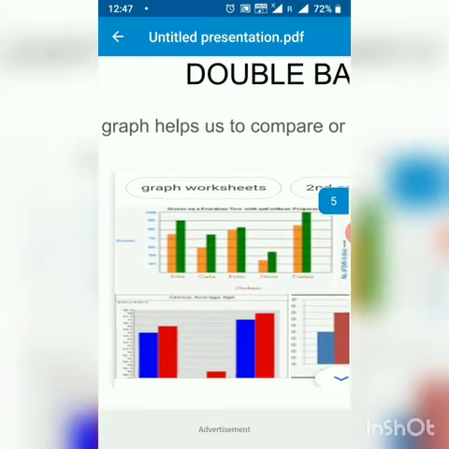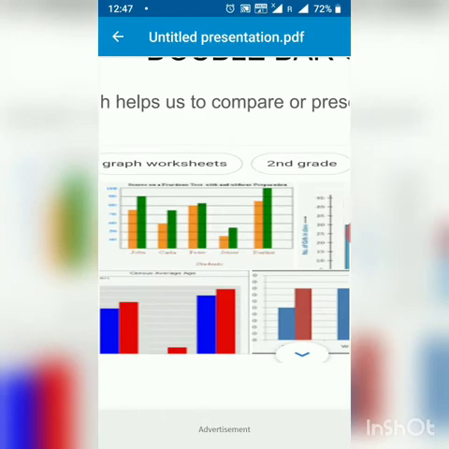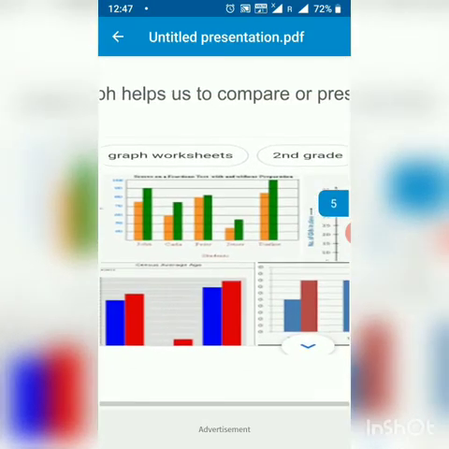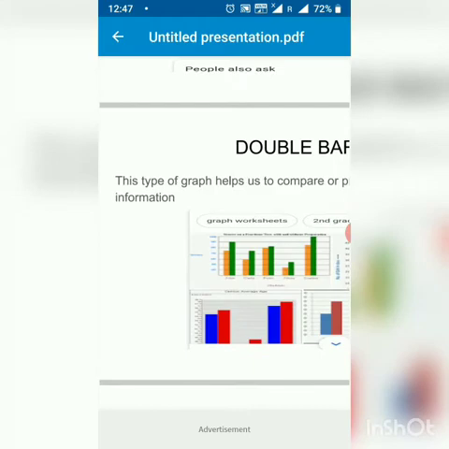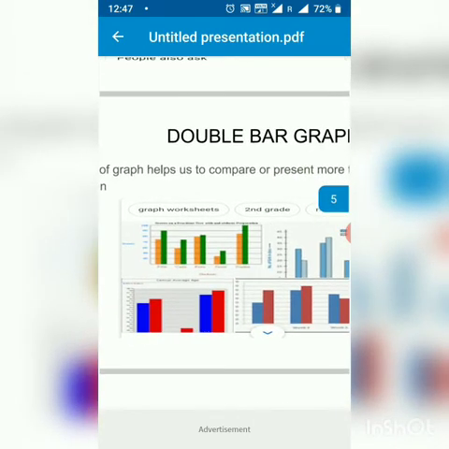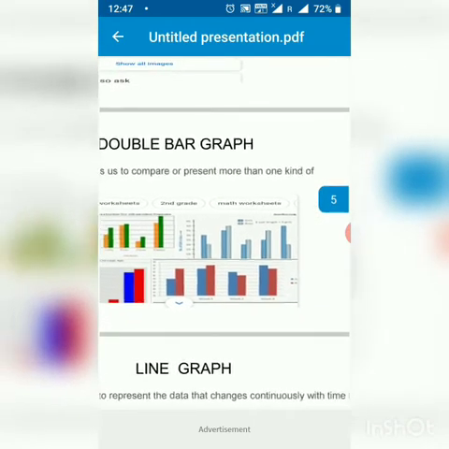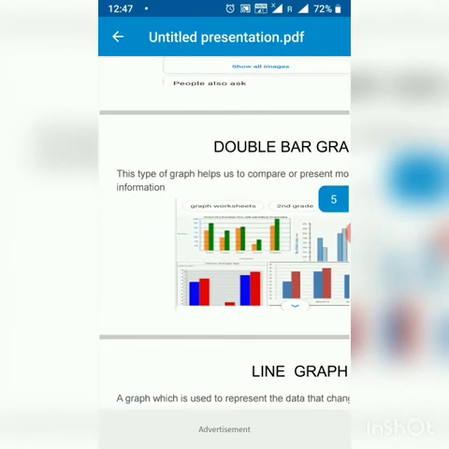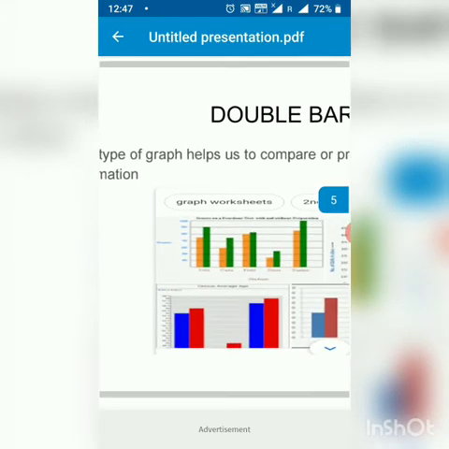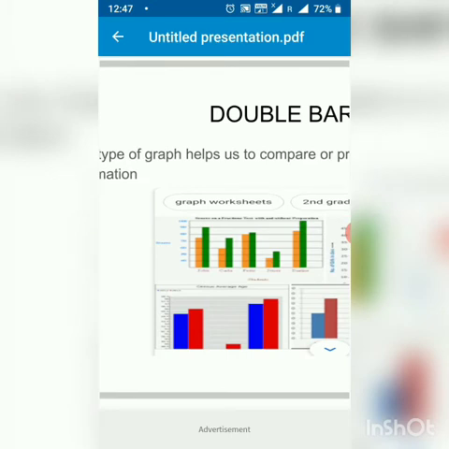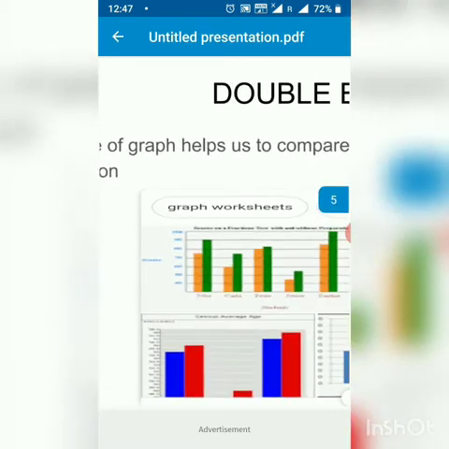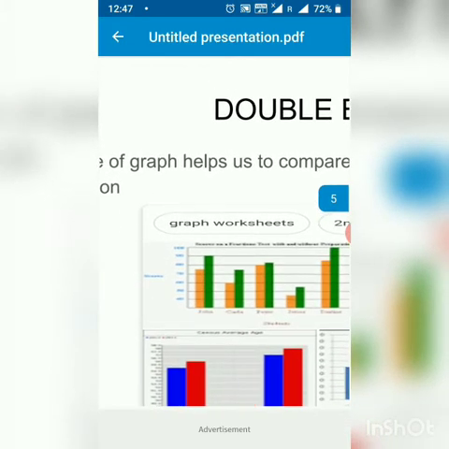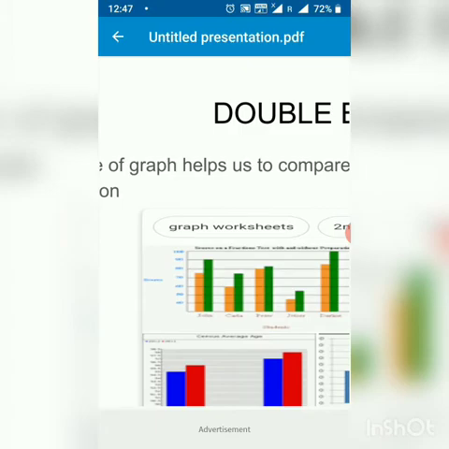Then the double bar graph. In the double bar graph, what is done? The double bar graph helps to compare or present more than one kind of data or information simultaneously. We can compare two types of information from the double bar graph, or we can represent the comparison of two data through the double bar graph. See here, it is a double bar graph picture.